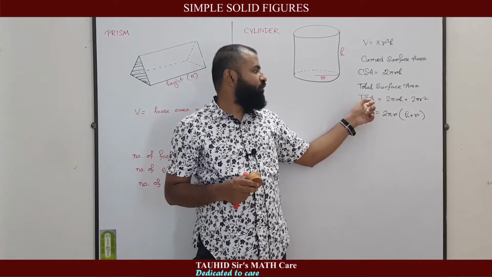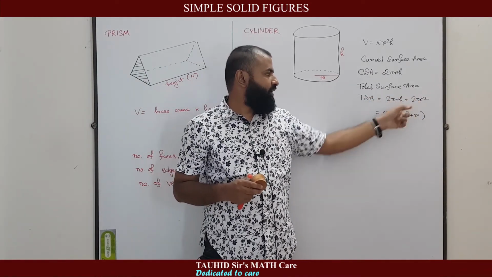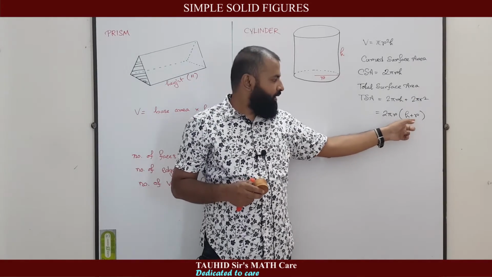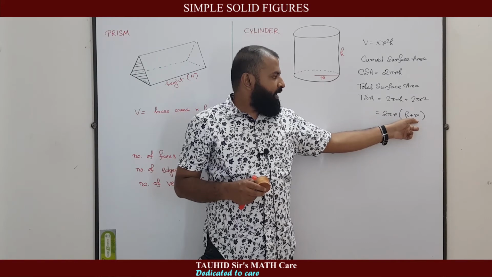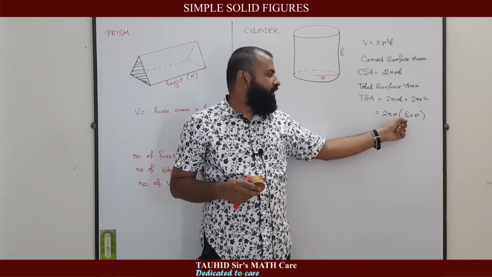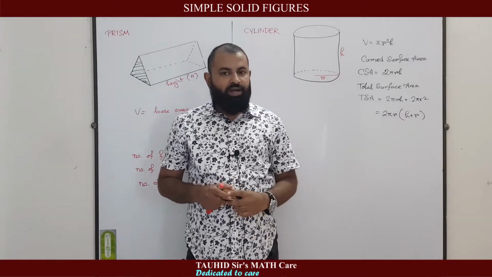So total surface area equal to 2 pi r h plus 2 pi r square. That means if we take 2 pi r as a common factor, in bracket we will get h plus r. Therefore total surface area equal to 2 pi r multiplied by h plus r.